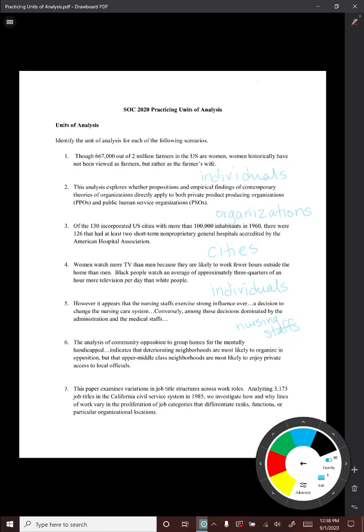Number 6, the analysis of community opposition to group homes for the mentally handicapped indicates that deteriorating neighborhoods are most likely to organize in opposition. But that upper middle class neighborhoods are most likely to enjoy private access to local officials. In this example, we're describing the neighborhoods.